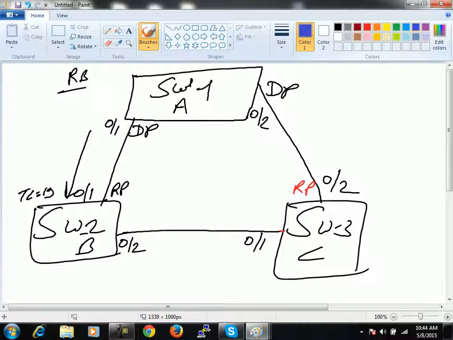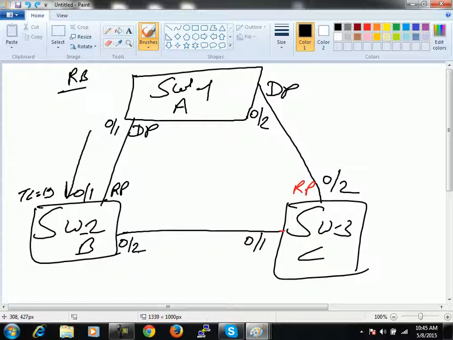Now let's talk about this segment. If both ends are configured as DP, both of them will move into forwarding state, and then again there will be a bridging loop. As I said, both ends in a single segment cannot be either DP or non-DP. So they cannot both be DP or RP or blocking, right?